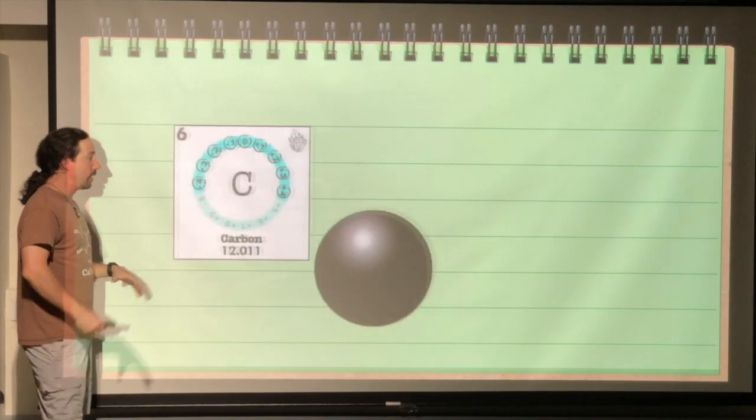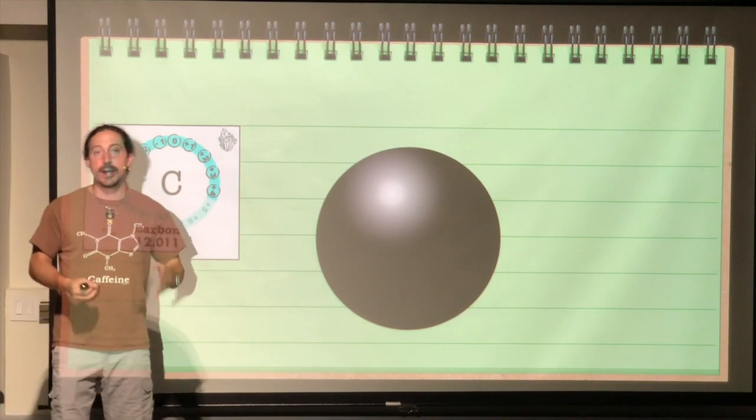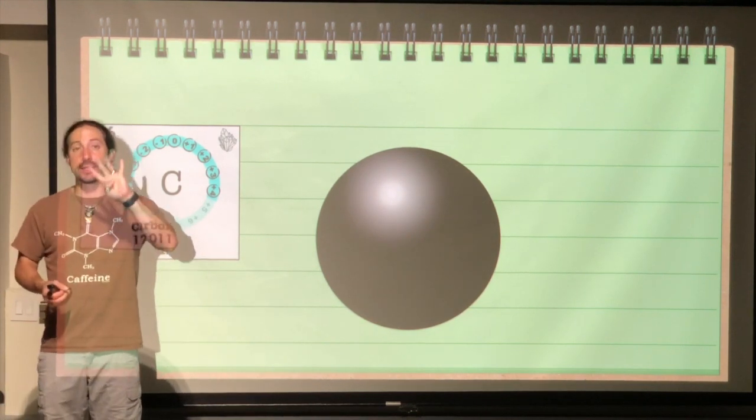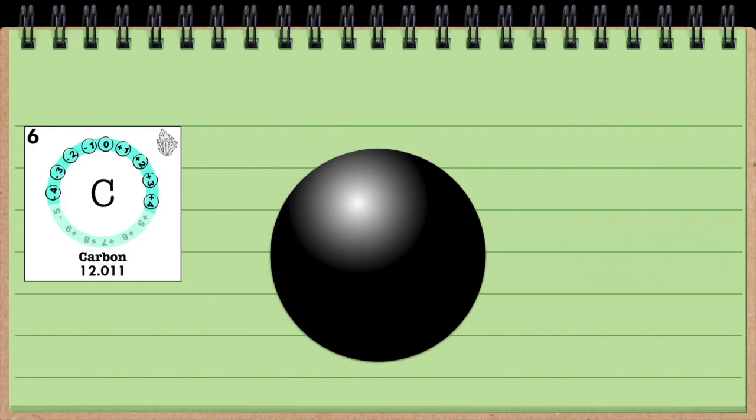Carbon, though, it has 4 electrons that it can share individually. And because of that, that means it can make 4 bonds.